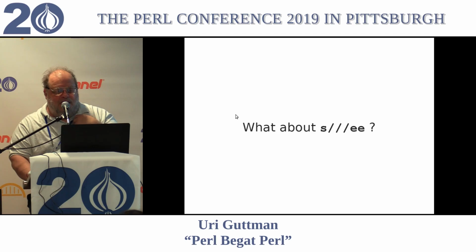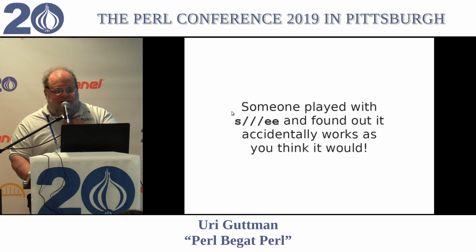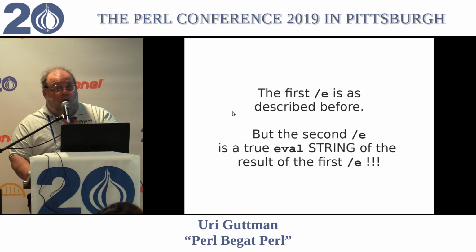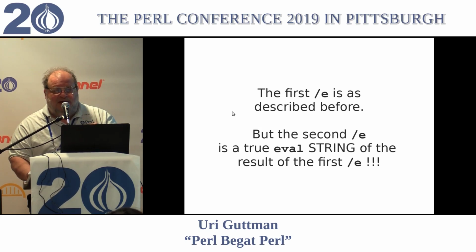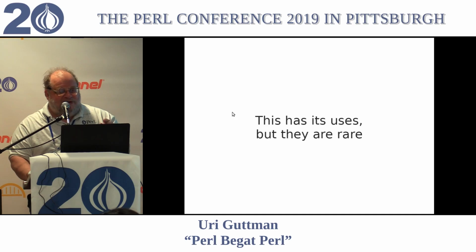But there's more. What about /ee? Anyone ever seen this? Well, someone played with it one time, and they found out it actually works. It was not intended, not designed, not anything. It actually works. The first e is as we described before. It's a block eval. The second e is actually a string eval of the return value of the first e. And it has its rare uses.